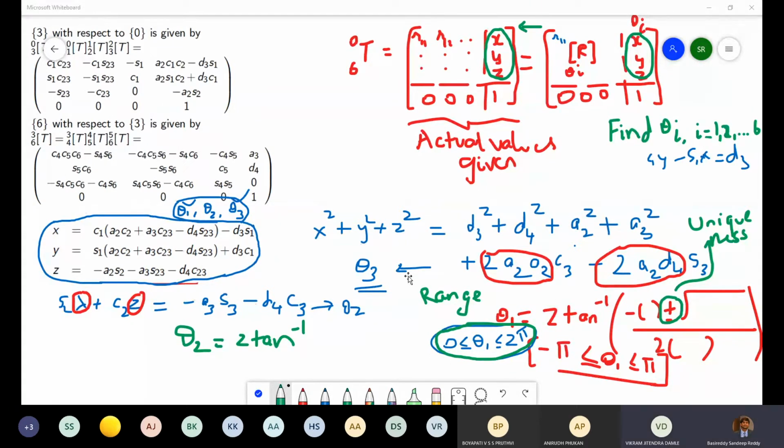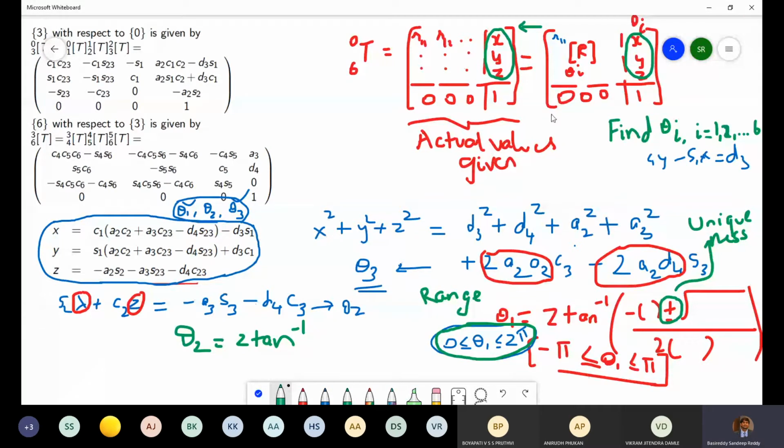Okay, so it need not be that all 8 will be valid thetas. No, certainly not. This actually, if you see for a Puma robot, 8 solutions are the total number. If you consider theta i from 1 to 6, theta 1, theta 2, theta 3 up till theta 6, then you get 8 different solutions.